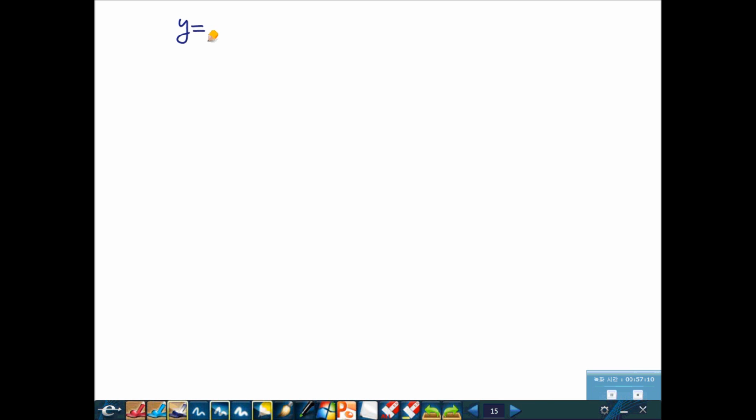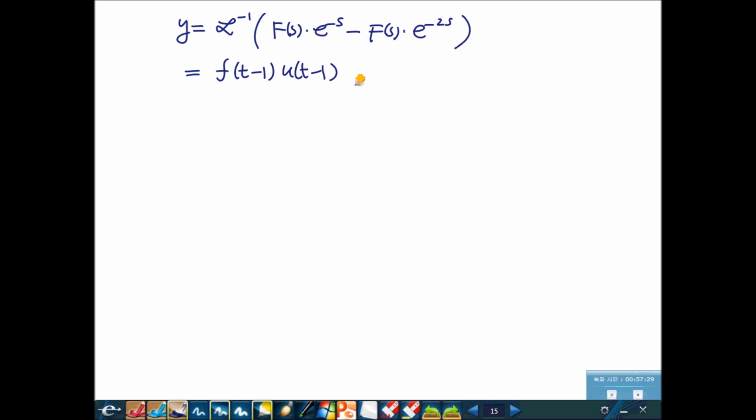Now, y is the inverse of f of s times e to the minus s minus f of s times e to the minus 2s, which is actually the function has been shifted 1 and 2. Okay? So far so good, right?